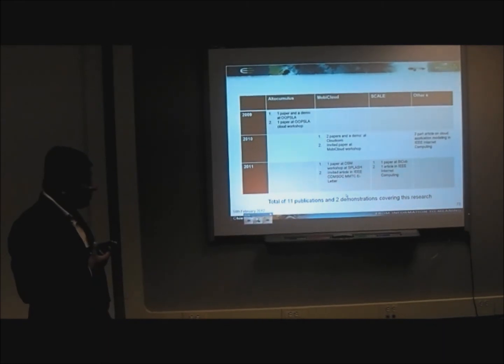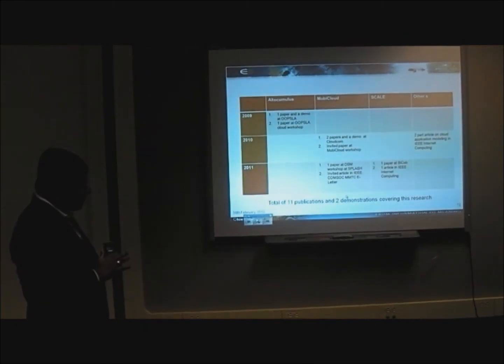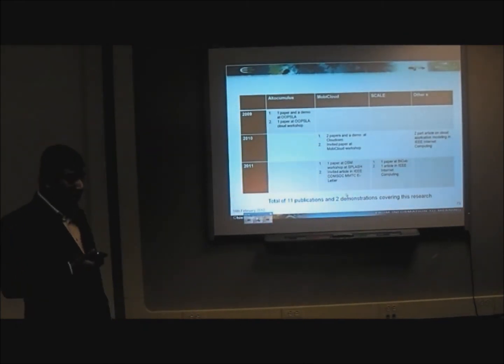Scale was mostly done in 2011. So early 2011 we had a paper at a biological conference called BICOG, in which we outlined the abstractions that we proposed for the particular domain and the actual DSL, and the application of it came in an article in IEEE Internet Computing. Related to all these, the cloud modeling aspect that I talked about, we covered the modeling piece in a 2-part article in IEEE Internet Computing in 2010. So altogether there are about 11 publications covering pieces of these projects and these ideas.